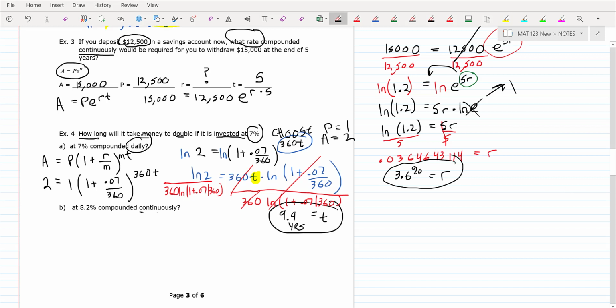Now this one says continuous, so which formula do I use? The PERT formula, right? So write down the PERT formula. We have A equals Pe^(rt), and it's the same problem. How long will it take the money to double? Again, you can pick anything you want for P, but it's just as easy to use 1 and then double it to 2. Same idea. This would be e, and then the interest rate, then we have t like that.